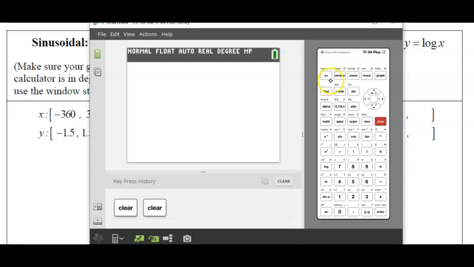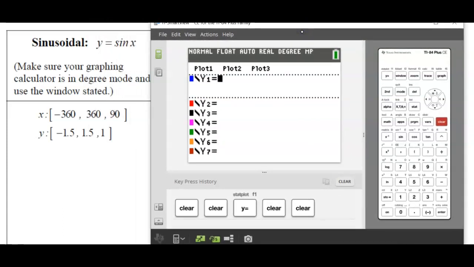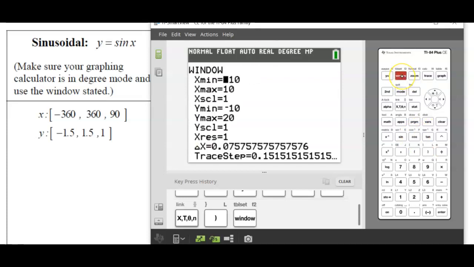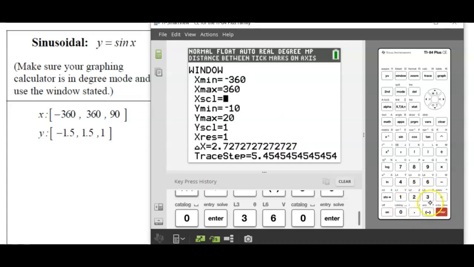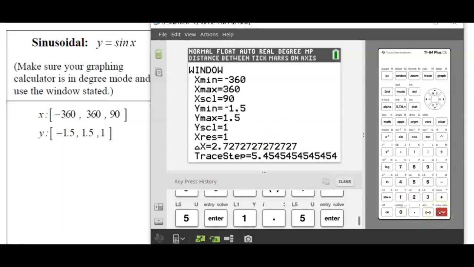So here, go to y equals, clear off anything that you have, and y equals sine of x. Close the bracket, not that it makes a difference, but let's make it look nice. Okay, window settings. So window, and we're changing. Now these, negative 360 to positive 360, is in degree mode, so we're going to have to make sure our calculator is in degree mode. We'll do that in a sec. So negative 360, enter, positive 360, enter, go up by 90s, enter, then negative 1.5, positive 1.5, just up by ones. I don't change the resolution or anything else.